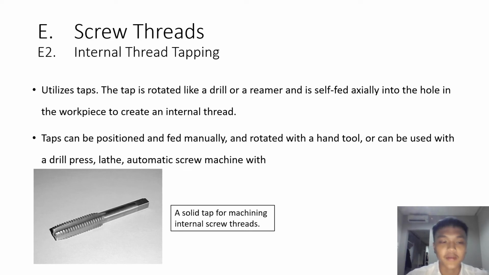Next, internal thread tapping. This operation utilizes taps. The tap is rotated like a drill or a reamer and is self-fed axially into the hole in the workpiece to create an internal thread.